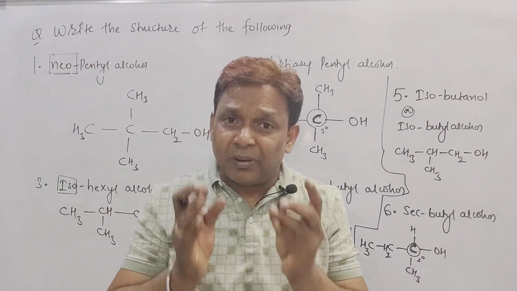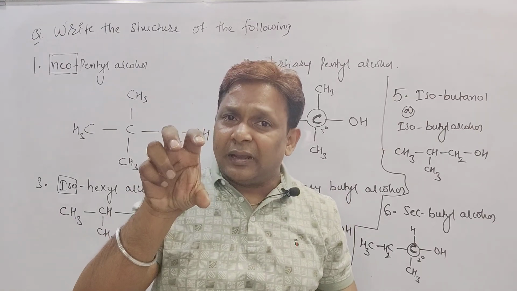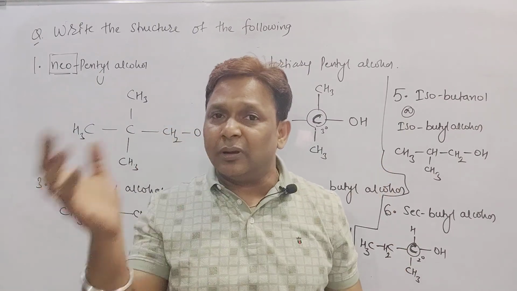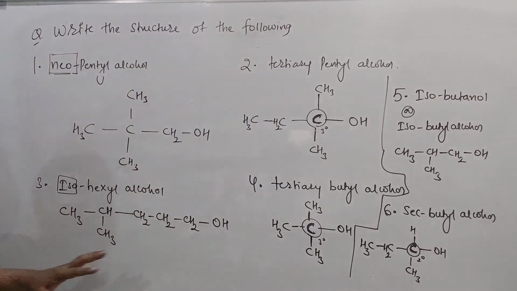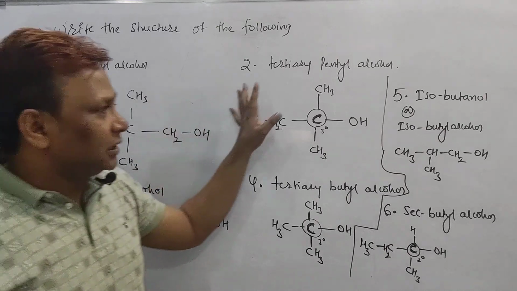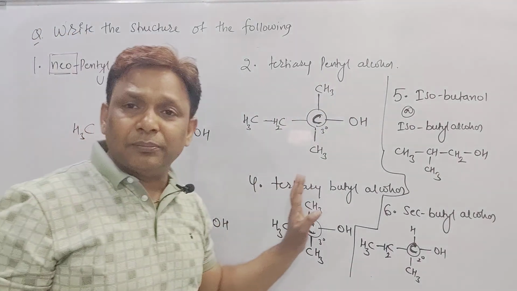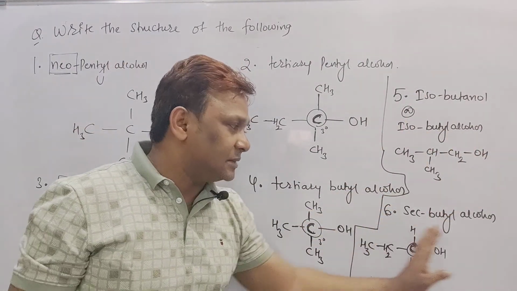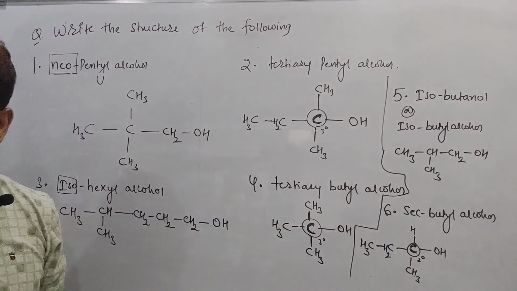So based on the part, either they are asking secondary carbon or tertiary carbon, make that secondary carbon, attach the OH, secondary alcohol, over. If they are asking butyl, count the number of 4 carbon, pentyl, count the number of 5 carbon. So these are the few examples that I have given. Neopentyl alcohol, tertiary pentyl alcohol, isohexyl alcohol, tertiary butyl alcohol, isobutanol called isobutyl alcohol, and secondary butyl alcohol. Right? Take a screenshot of this one, beta.